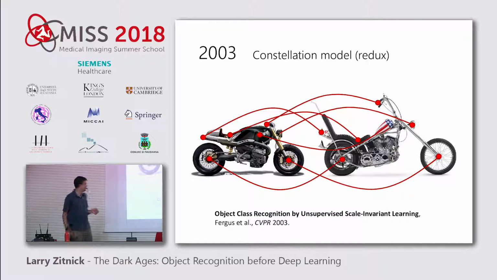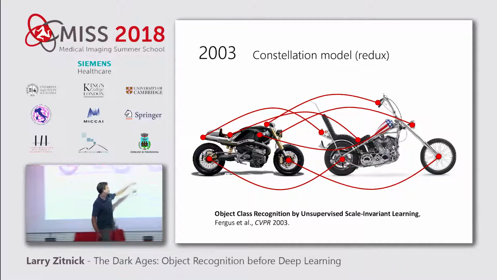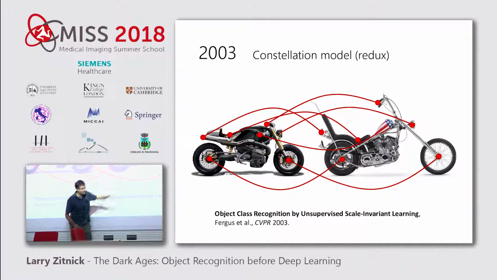2003, the Constellation, Object Class Recognition by Unsupervised Scale Invariant Learning, which looked again at the constellation model. This is by Rob Fergus. And I believe this paper won the Test of Time award as well 10 years later. So the idea was, you have something like motorcycles, just parts. They're similar to each other. So this rear wheel here maps to that rear wheel, the front wheel maps to that front wheel.